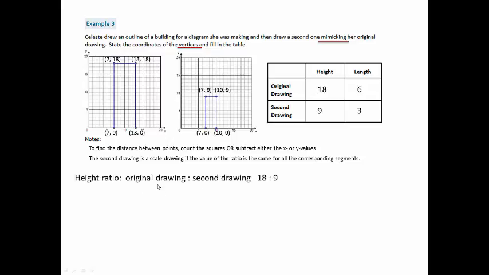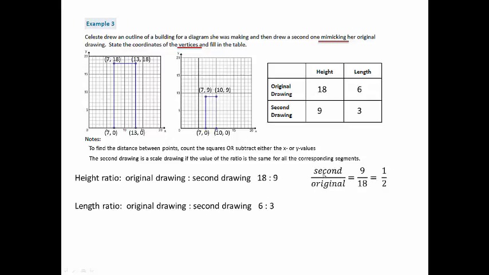The height ratio, my original drawing to my second drawing, is 18 to 9. My length ratio, my original drawing to my second drawing, is 6 to 3. I'm going to find the value of each of these ratios. The value of the second drawing, or the ratio from second to original, remember y to x, is 9/18, or 1/2. The length ratio is also 1/2.